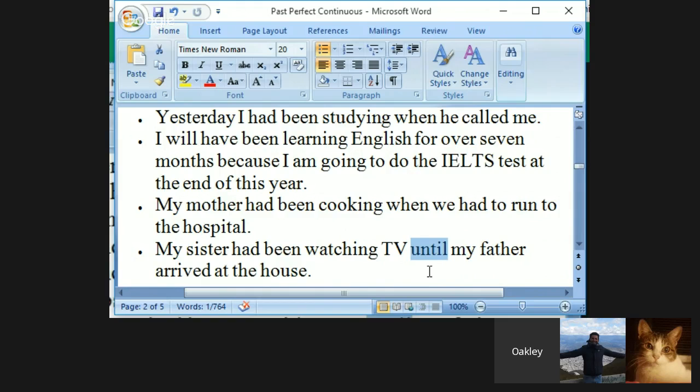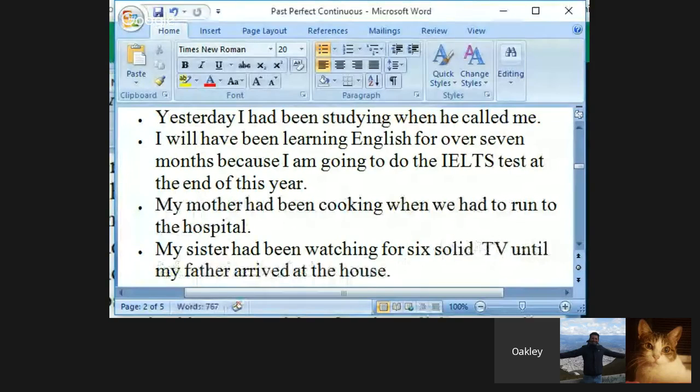Why would I do that? Because, again, the other thing about using the continuous tense is that we really want to stress the fact that somebody's doing something for a long period of time. So this sounds a little strange to me, unless, you know, for 6 solid hours. Okay, now it makes perfect sense.